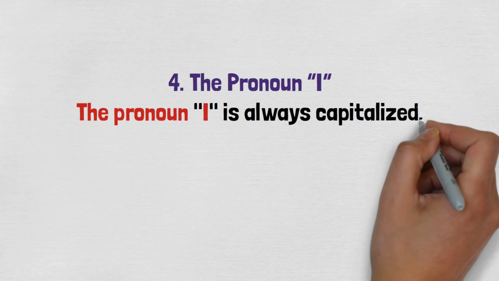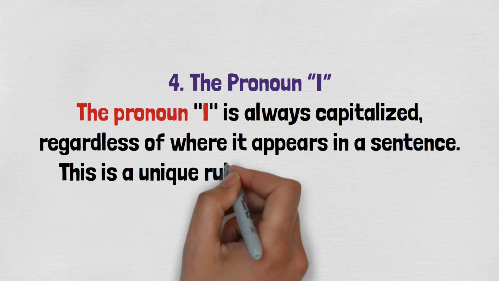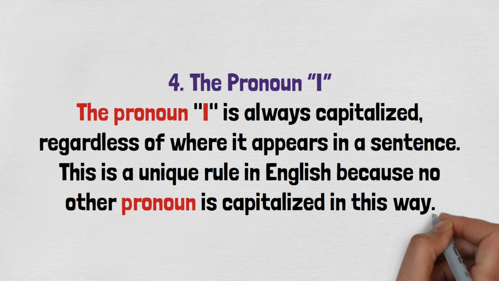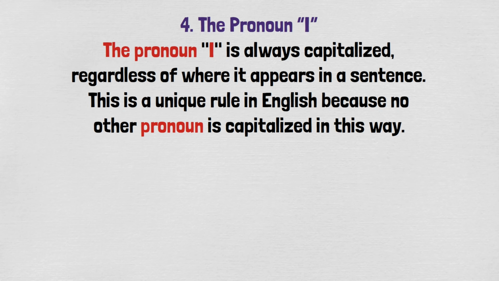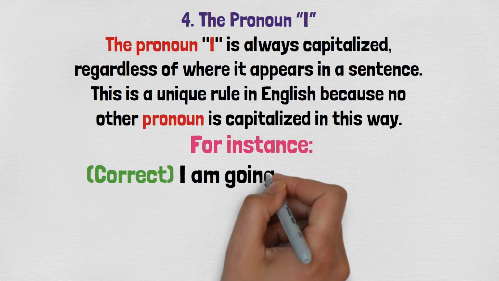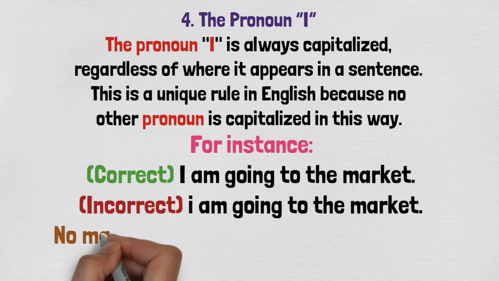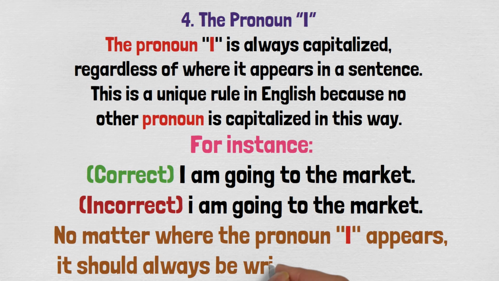4. The pronoun I. The pronoun I is always capitalized, regardless of where it appears in a sentence. This is a unique rule in English because no other pronoun is capitalized in this way. For instance, correct: I am going to the market. Incorrect: i am going to the market. No matter where the pronoun I appears, it should always be written in uppercase.